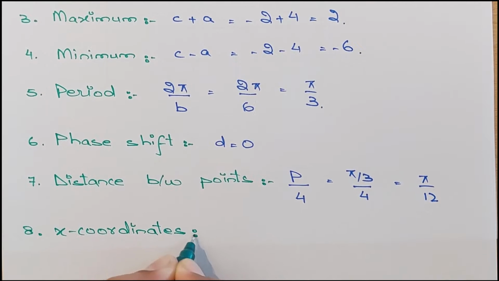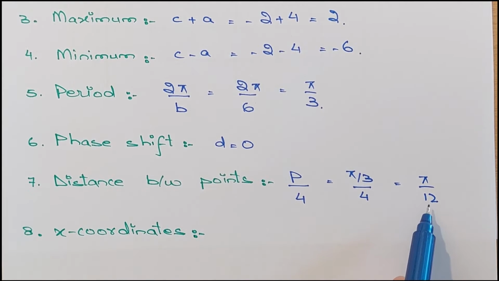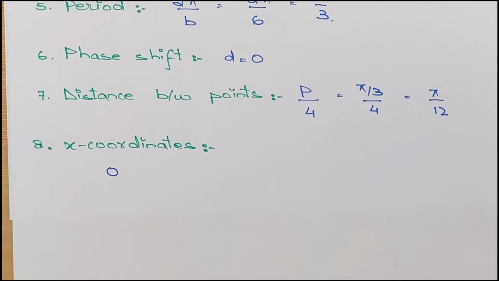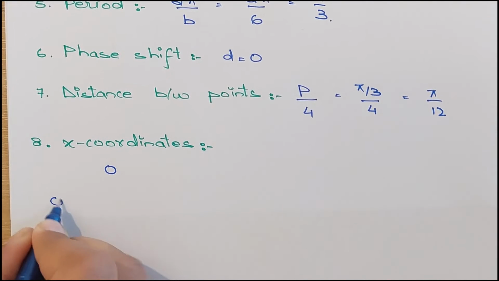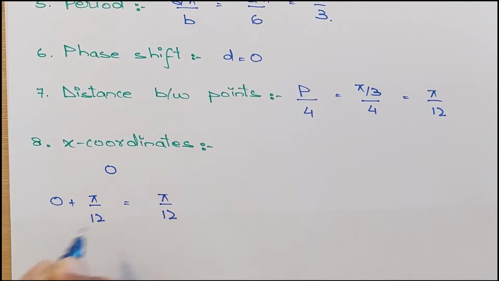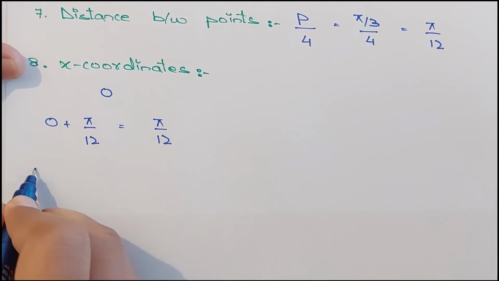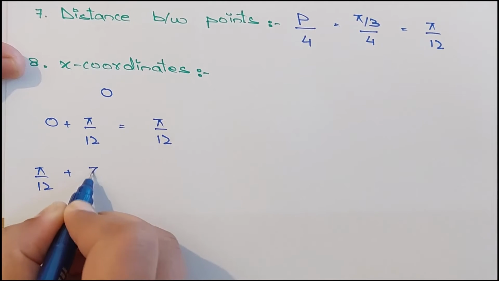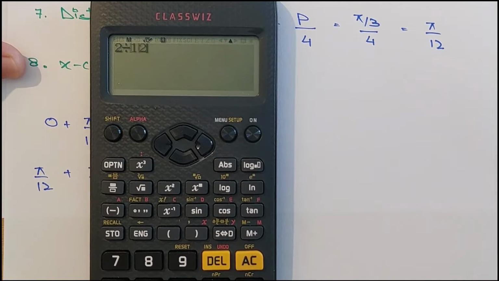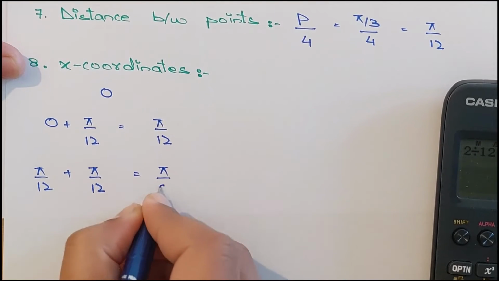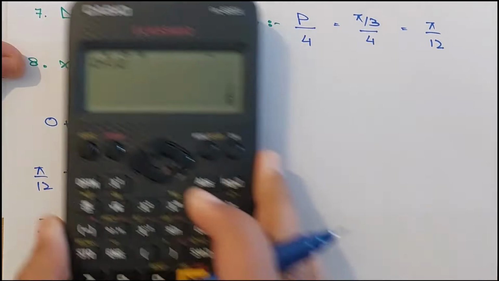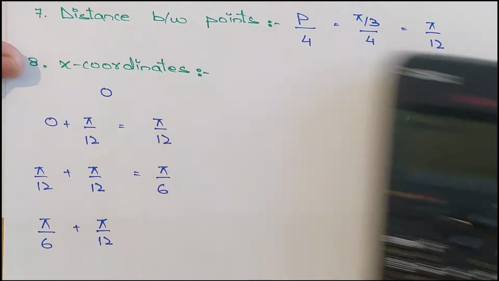So the x coordinate starts with the phase shift, and every time we add the distance between points. Since the phase shift is 0, it starts with 0, and then we add the distance between points, pi by 12. So this equals pi by 12, right? Now to this pi by 12, we again add pi by 12: pi by 12 plus pi by 12 is 2 pi by 12, and 2 divided by 12 is pi by 6. So now to pi by 6, again add pi by 12. This is pi by 4.